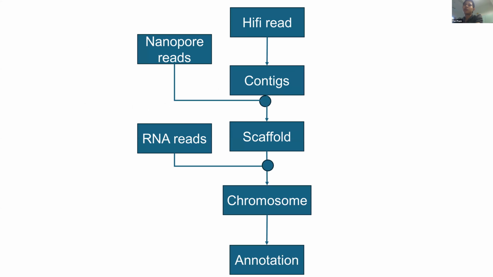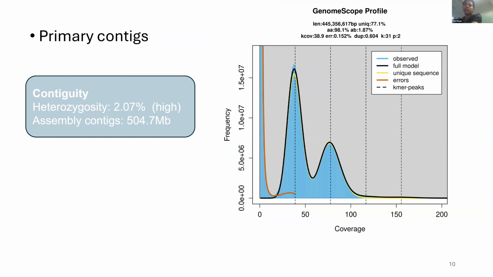Here is the pipeline of my work. I am just showing the preliminary results, because I haven't gotten the nanopore and RNA reads yet. Here you can see this species has a medium-sized genome, and very high heterozygosity, nearly 2%.